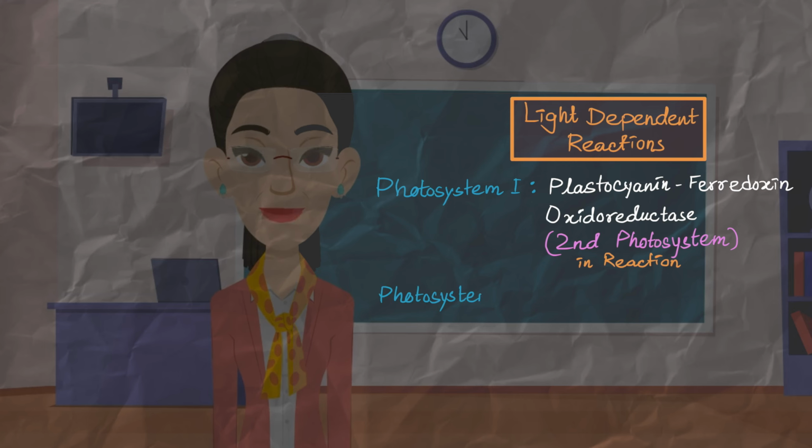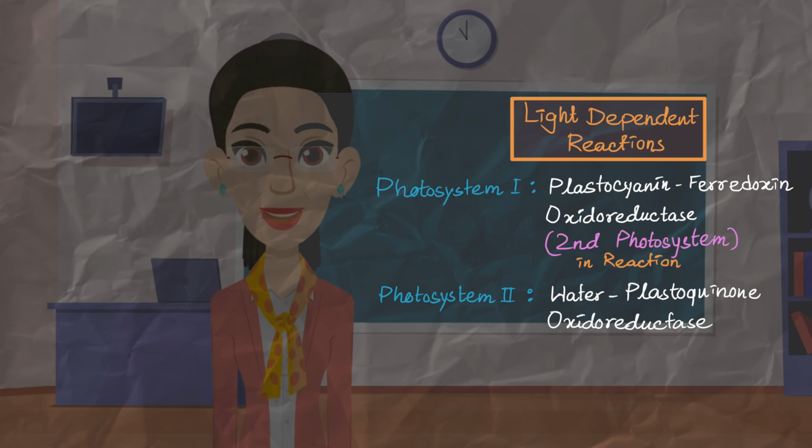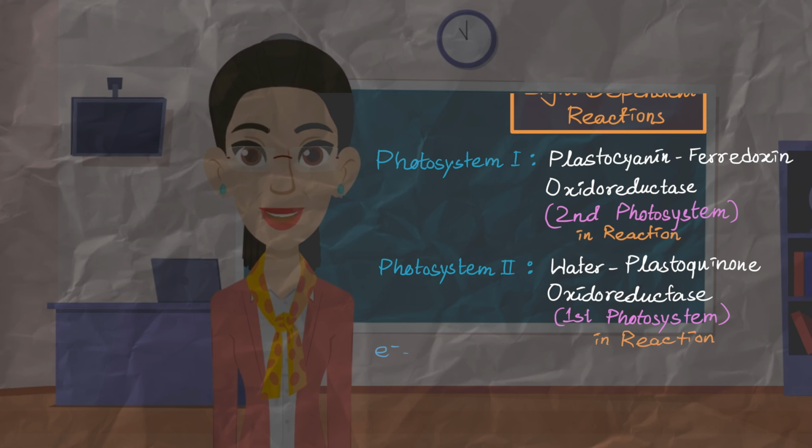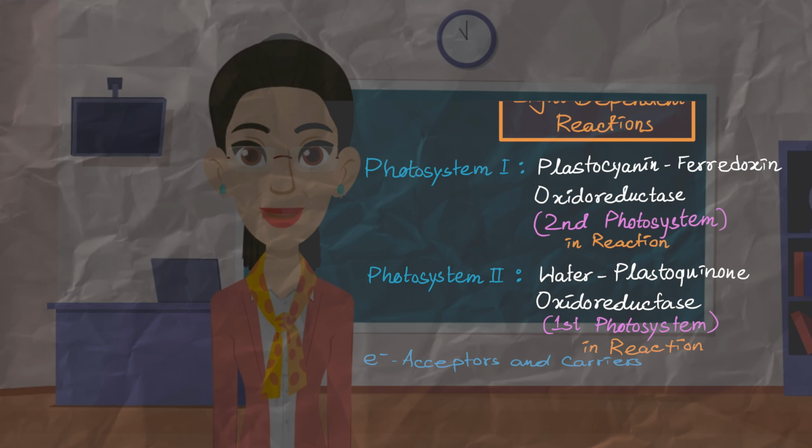Now photosystem 2, water-plastoquinone oxidoreductase, is the first photosystem in the reaction order. It was discovered second, that's why it's known as photosystem 2. And also there are electron acceptors and carriers in the electron transport chain. There is also an oxygen-evolving complex attached to photosystem 2, which evolves oxygen from the photolysis of water.